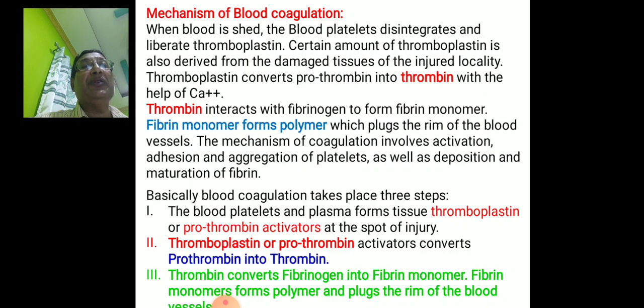The mechanism of coagulation involves activation, adhesion, and aggregation of the platelets as well as deposition and maturation of the fibrin. Basically, blood clotting takes place in 3 steps. In the first step, the blood platelets and the blood plasma form the tissue thromboplastin or prothrombin activators at the spot of the injury. Now, thromboplastin or prothrombin activators convert prothrombin into thrombin. In the third stage, thrombin converts fibrinogen into fibrin monomers, and fibrin monomers form the fibrin polymer, which plugs the rim of the blood vessels. So this is the actual mechanism of blood coagulation.